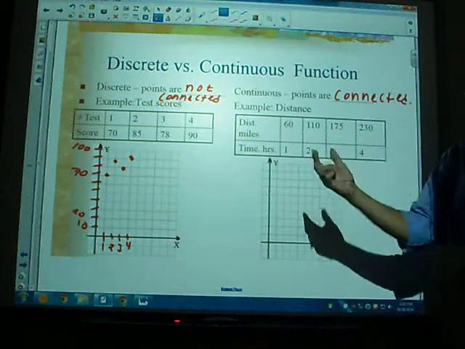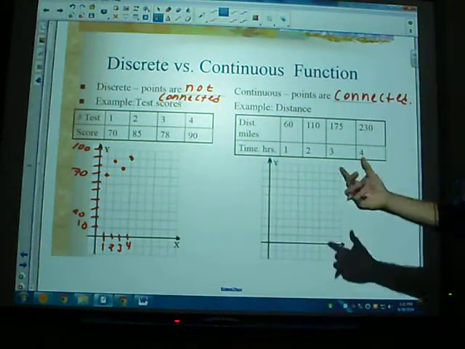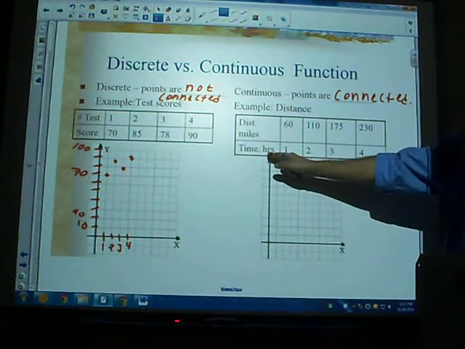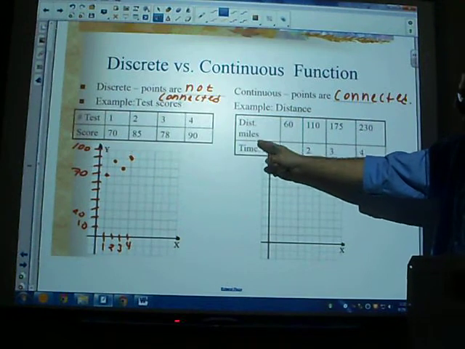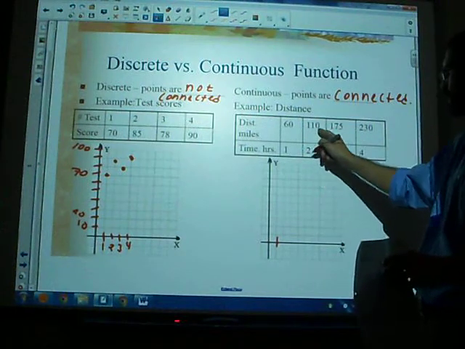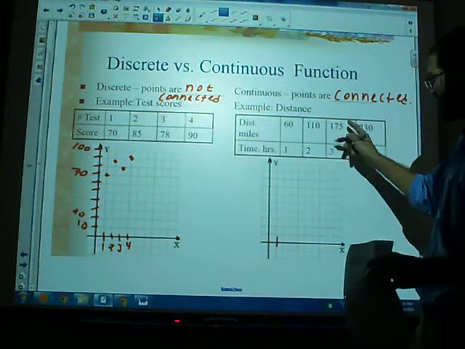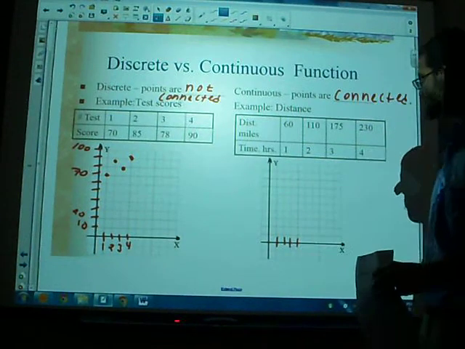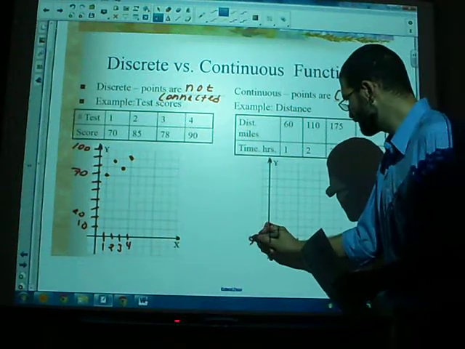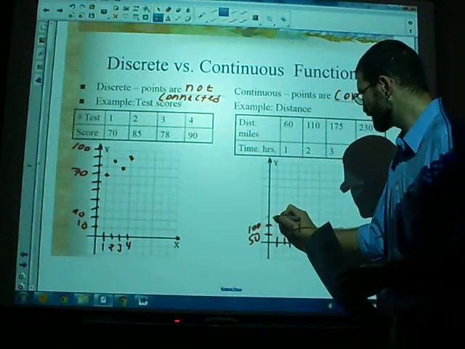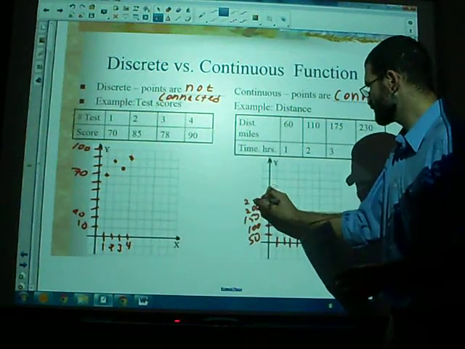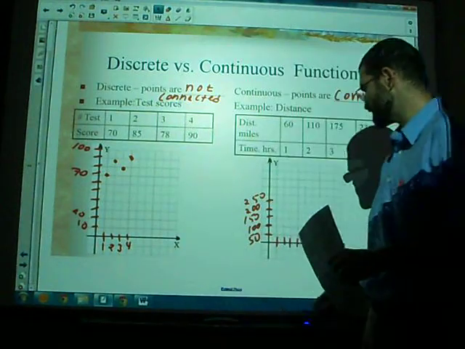Continuous functions, on the other hand, are fluid. They continue going. So these are more of a sample points. Let's say you're driving and you have a function where you give a time and the distance you drove. So after the first hour you drove 60 miles, after the second hour you already were 110 miles away, and so on. If I graph this, in this case we can maybe go by 50, 100, 150, 200, 250. We'll be approximating these points.